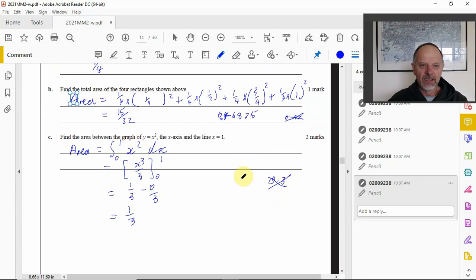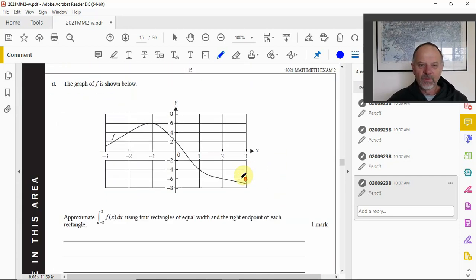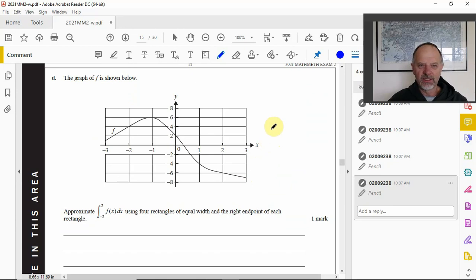All right, next for part D. Part D, the graph of f is shown. So this is some graph.